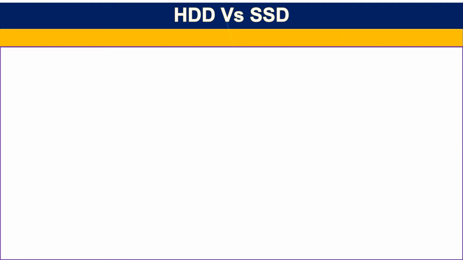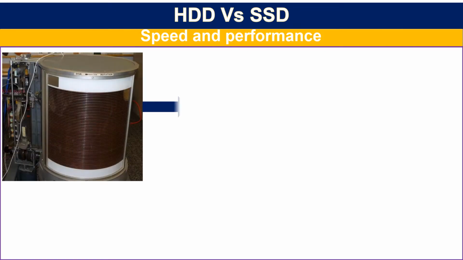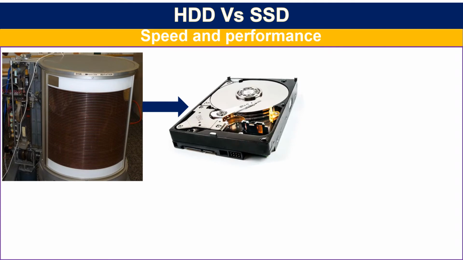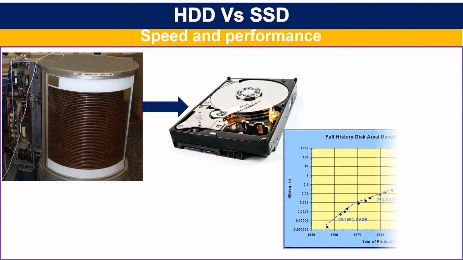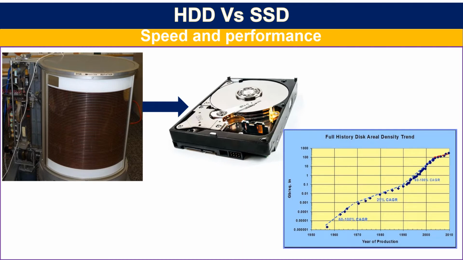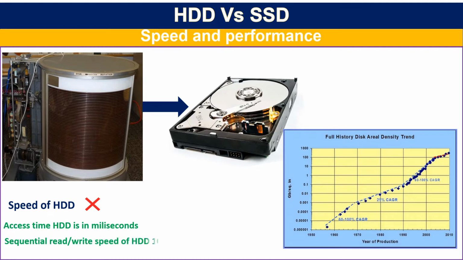Speed and performance. The technology of hard disk drives has improved significantly in the past 2 decades, and the data density of hard disk drives has also increased. But if we talk about the speed of hard disk drives, it has not increased at the same pace. The access time of a hard disk drive is in the range of milliseconds, and the sequential read or write speed is typically 100 Mbps. This 100 Mbps speed looks like not a bad speed, but it is not true. Let's see why.